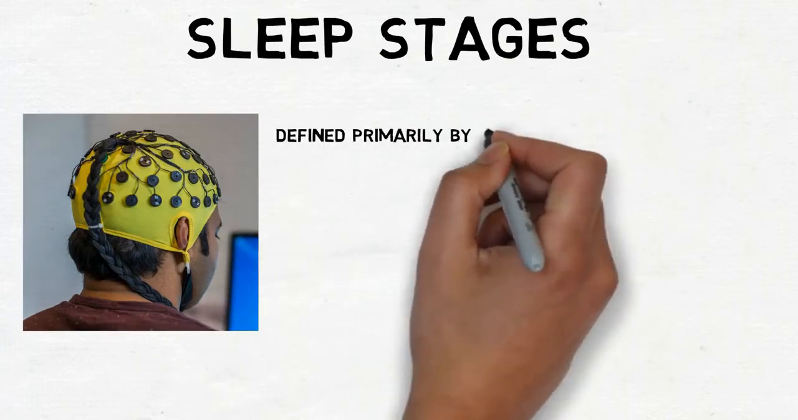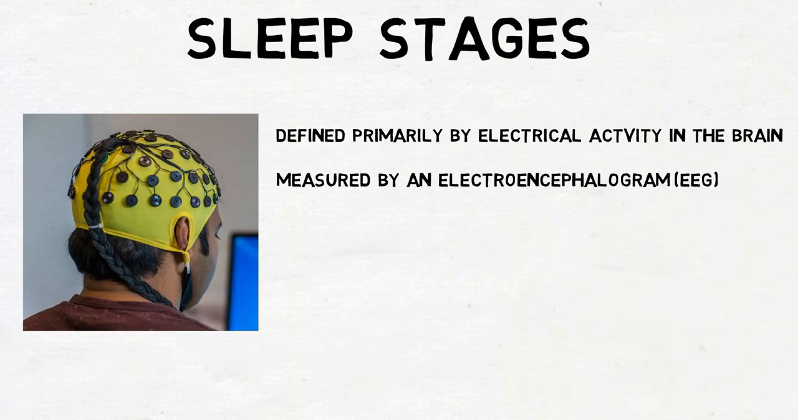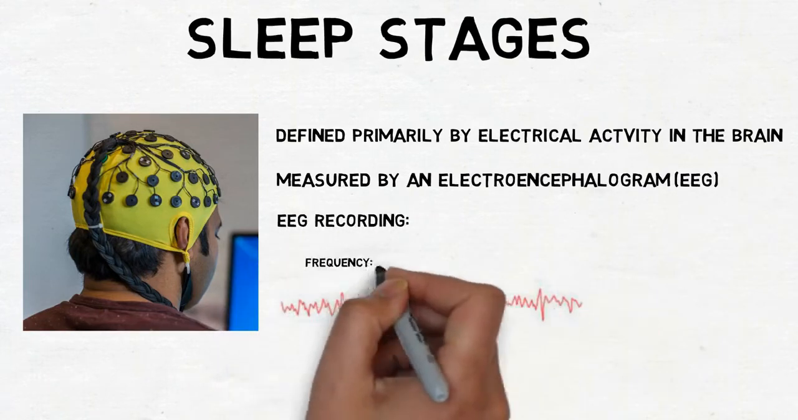Sleep stages are defined based on the measurement of electrical activity in the brain using an electroencephalogram, or EEG. An EEG represents fluctuations in brain electrical activity in voltage as a waveform of variable frequency and amplitude.